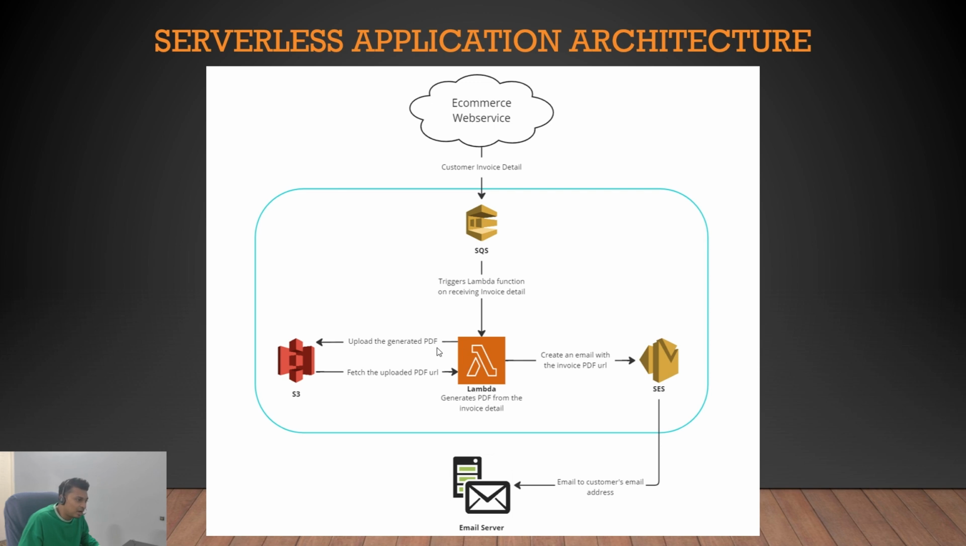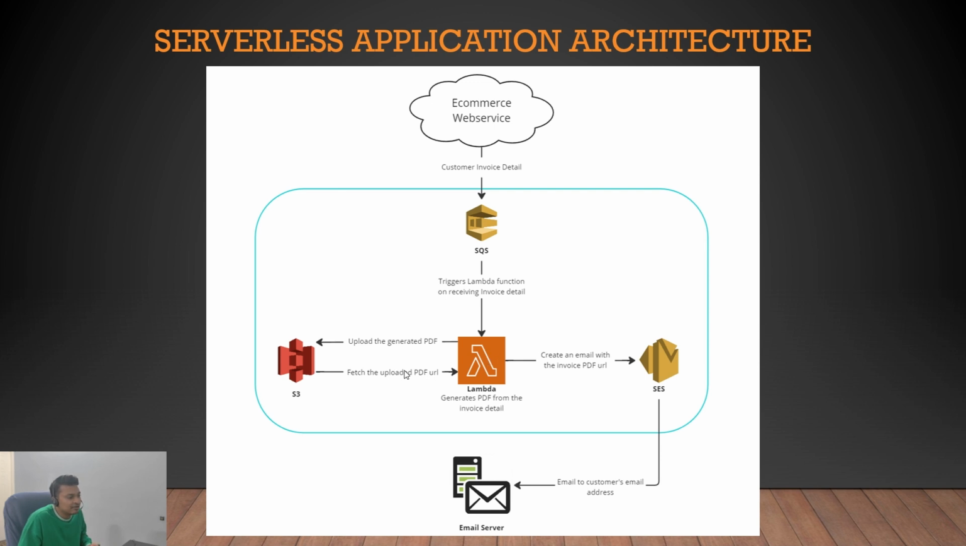After generating the PDF, we upload it to a service called S3. S3 is simple storage service, a storage bucket provided by AWS. Here we can store any files like PDFs, images, anything as a file. On storing there, it will give a URL, and with that URL we can access the file. So that's the purpose of S3. We generate the PDF and upload it.